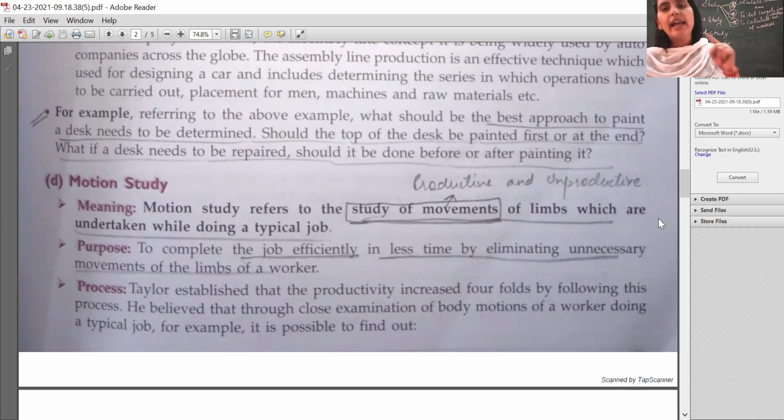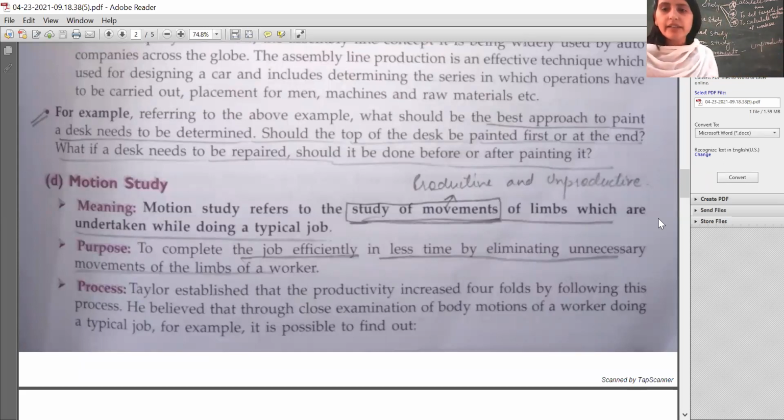So this is where F.W. Taylor says that first of all we should see that 2 types of movements are there. One is productive movement and other is unproductive movement. I have written here on the screen also. 2 types of movements are there. Here in motion study we will study about the movements. Which movements? Productive or unproductive movement. This movement to go and drink water and come back, go and use washroom and come back after 15-20 minutes, this is unproductive movement.